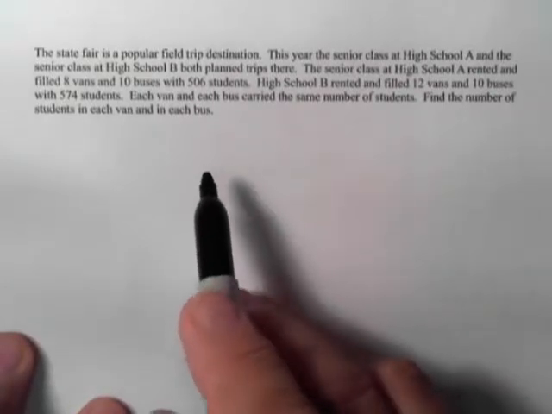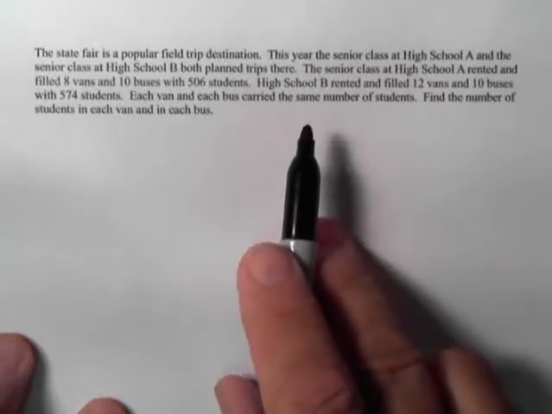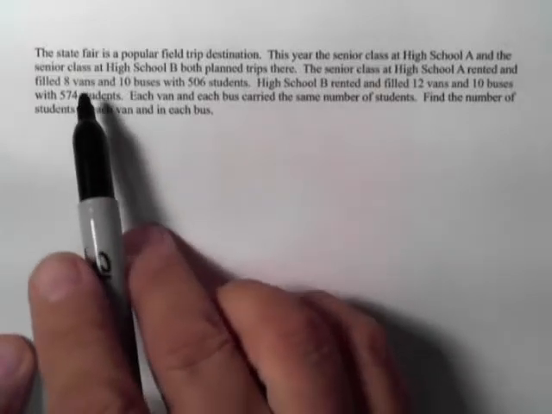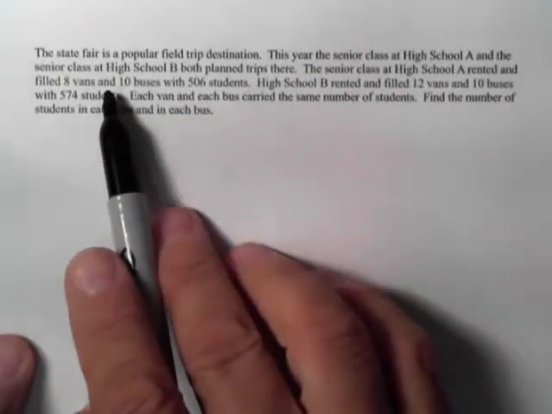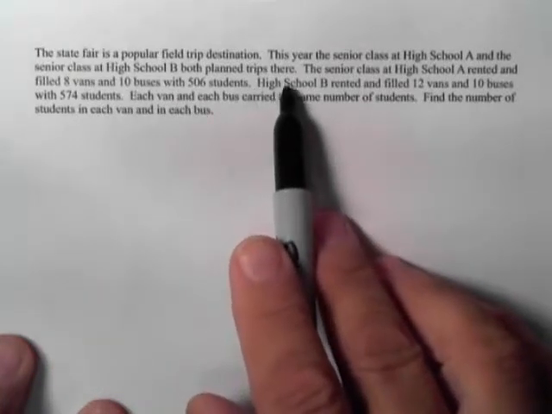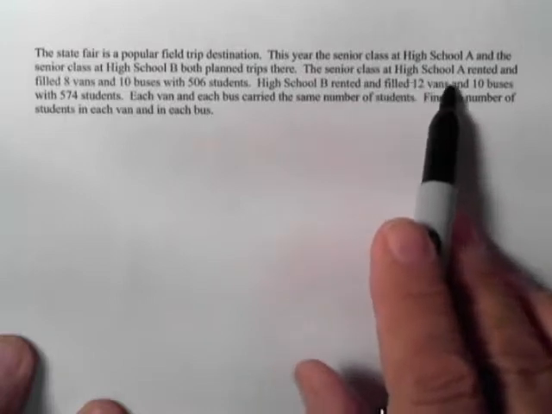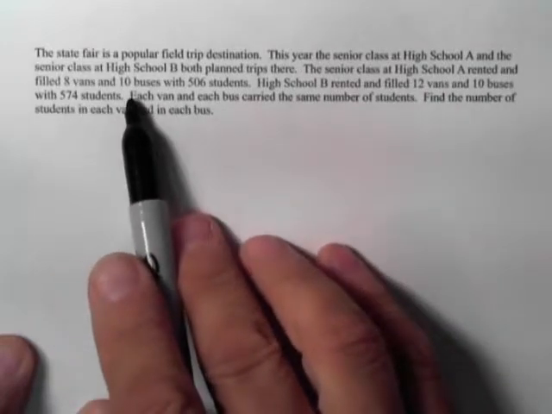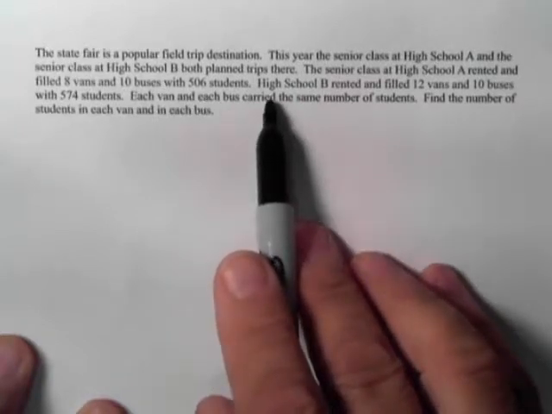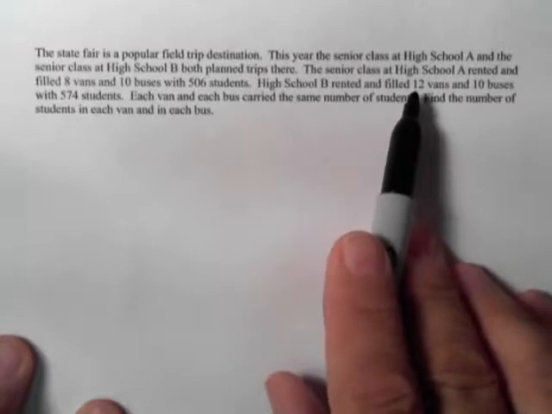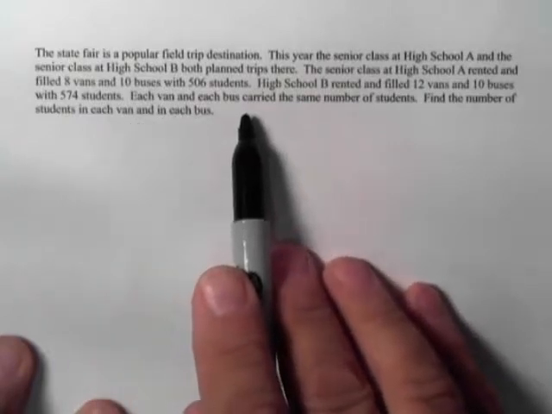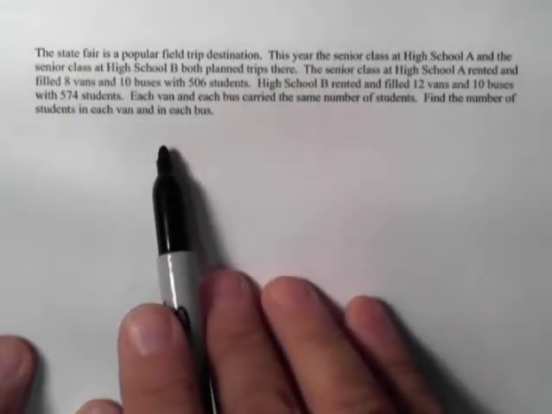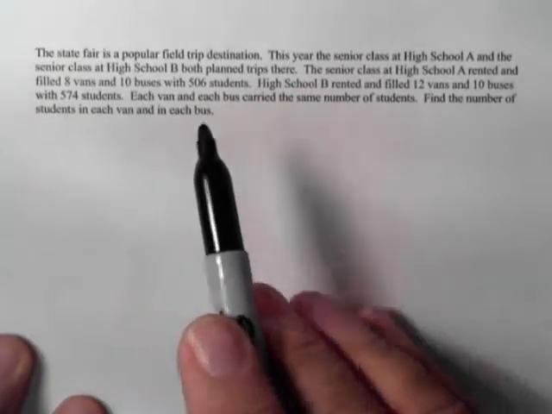Okay, here's another example, and as we read through this, you'll see that there's two things we're solving for, which is a good hint to use a 2x2 system to solve this. The State Fair is a popular field trip destination. This year, the senior class at High School A and the senior class at High School B both planned trips there. The senior class at High School A rented and filled 8 vans and 10 buses with 506 students. High School B rented and filled 12 vans and 10 buses with 574 students. Each van and each bus carried the same number of students. Find the number of students in each van and each bus.